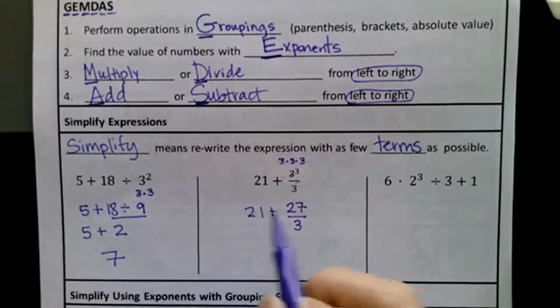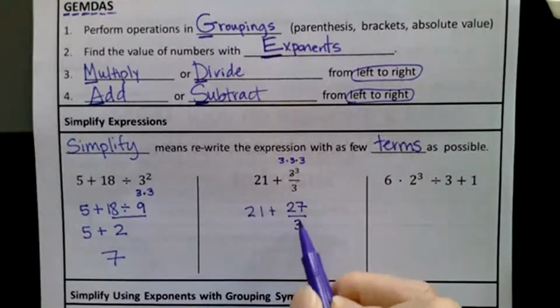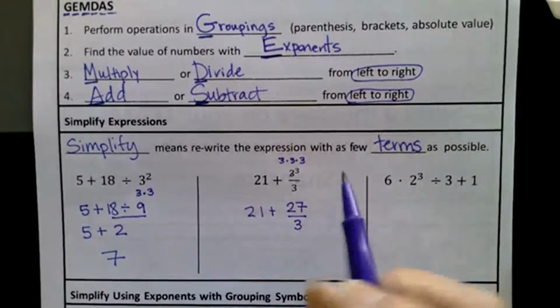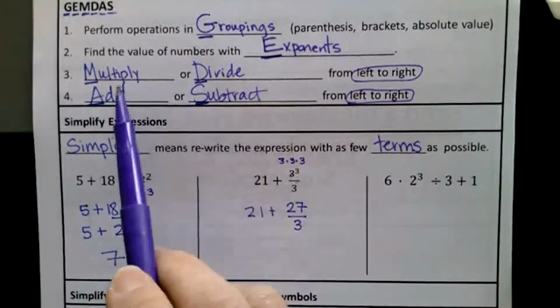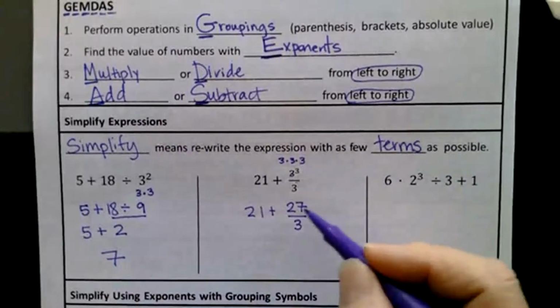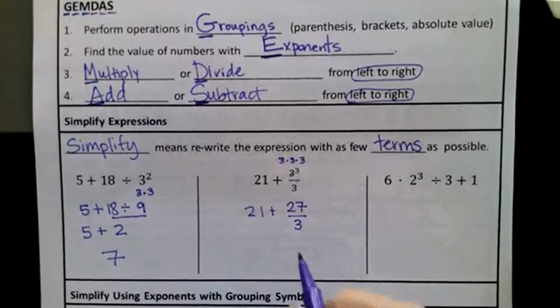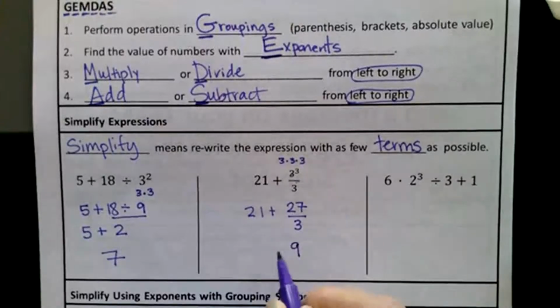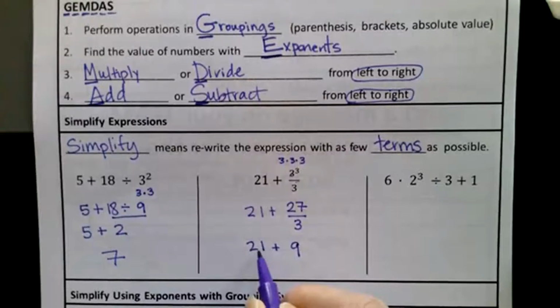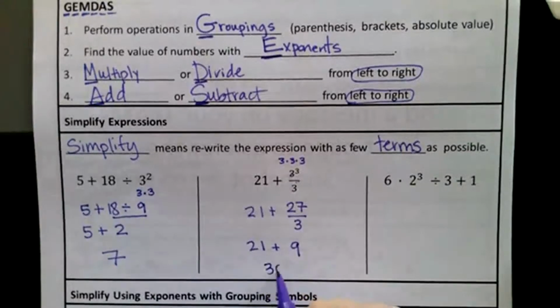So what I have left is addition and division. This is a division problem, 27 divided by 3. And the order of operations says multiplication and division come next. So I'm going to do this next, 27 divided by 3. 27 divided by 3 is 9. And then I'm going to add it to 21. 21 plus 9 is 30.